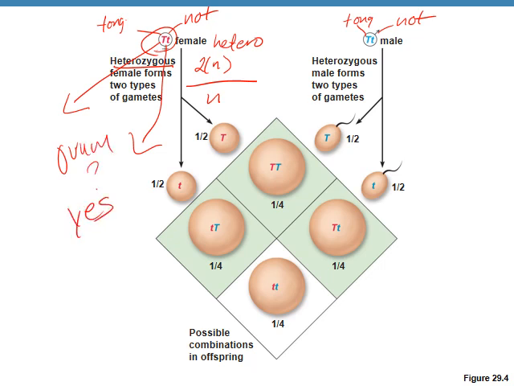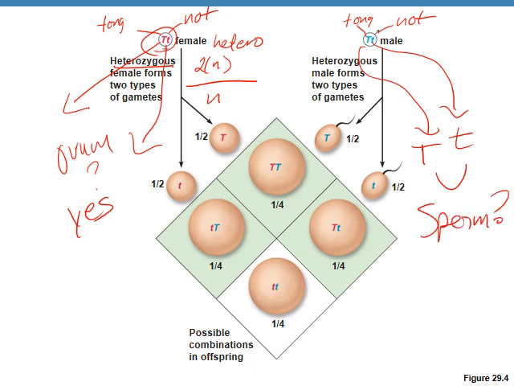Yes, it should be. You have a 50-50 chance, right? What about the male? Do you have an even chance that he'll give the big T versus the little t? Which one is going to be in the sperm? We don't know, so it's 50-50. So what we do is we put the big T on this side, little t on this side for mom. That's what mom can give. Dad can give big T or little t. These go this way, these go this way.